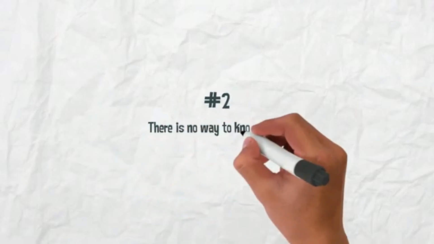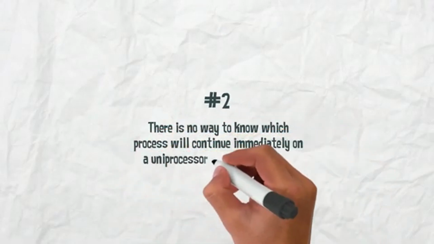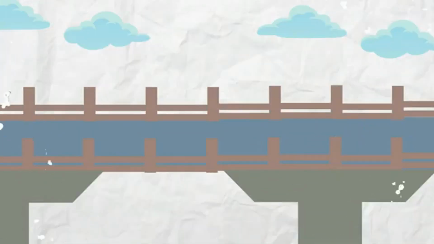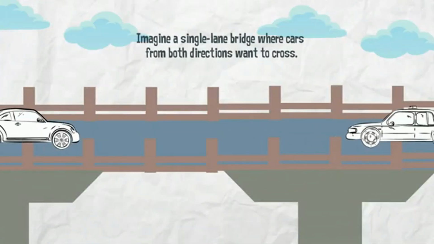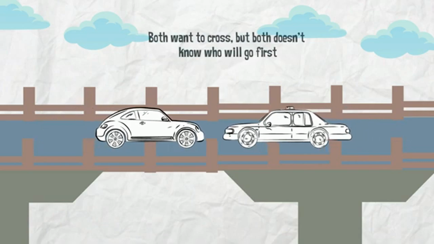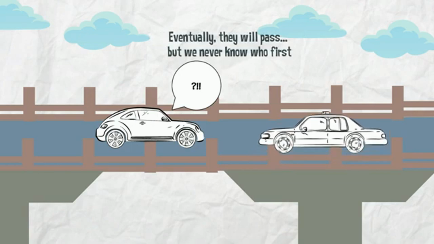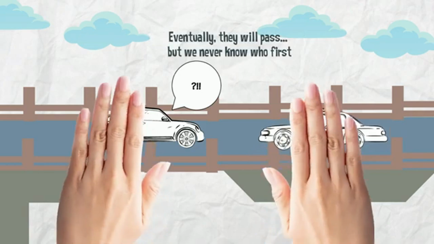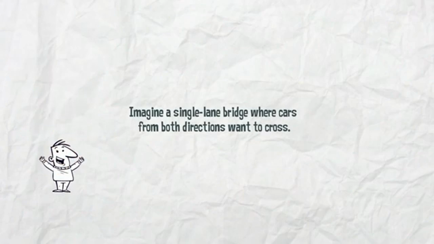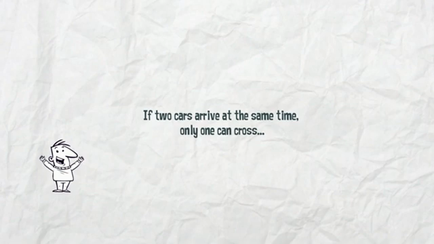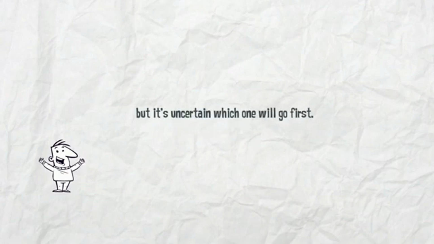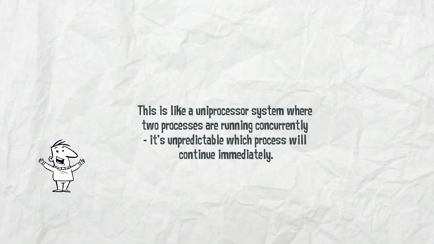Number 2. There is no way to know which process will continue immediately on a uniprocessor system when 2 processes are running concurrently. Imagine a single-lane bridge where cars from both directions want to cross. Both want to cross, but both don't know who will go first. Eventually, they will pass, but we never know who goes first. If 2 cars arrive at the same time, only one can cross, but it's uncertain which one will go first. It's unpredictable which process will continue immediately.